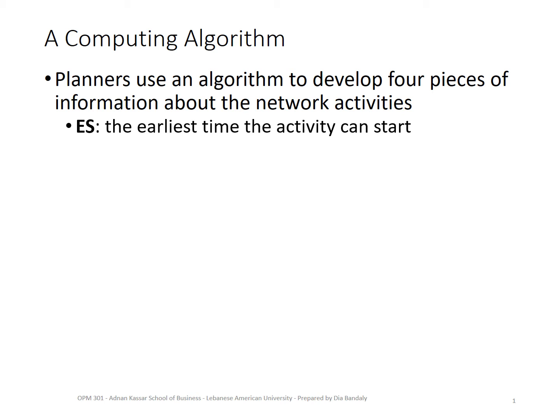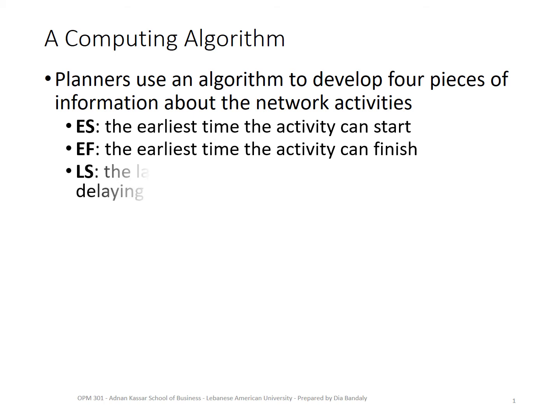Now, the second piece is the earliest finish. What's the earliest finish? It's the earliest time an activity can finish. That's it. You cannot do that before. So also think about that. If you already know the earliest start, what can be the earliest finish? What determines that? Yes, it is the duration of that activity. Now, we have 2 more.